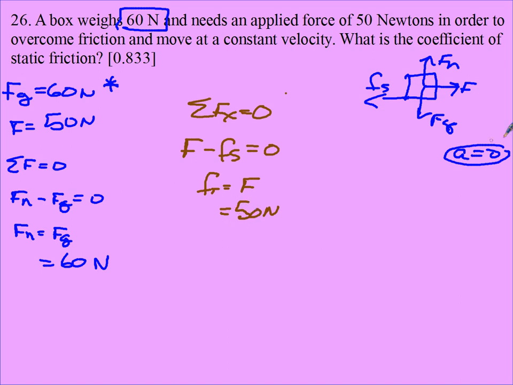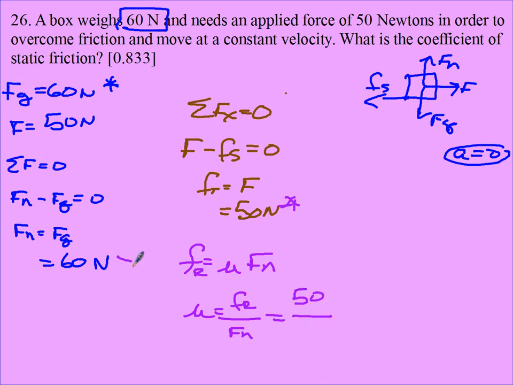So now I can calculate the coefficient of static friction, because friction is equal to mu Fn. Solve for mu. Mu is frictional force divided by the normal force. So friction is 50 newtons divided by the normal force, which is 60. 0.83333.